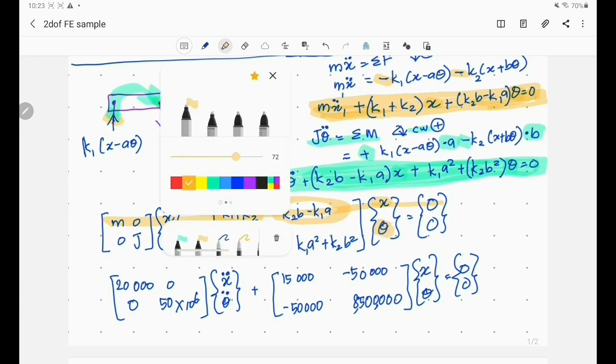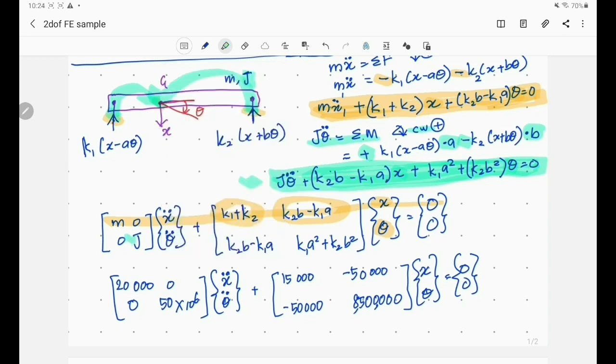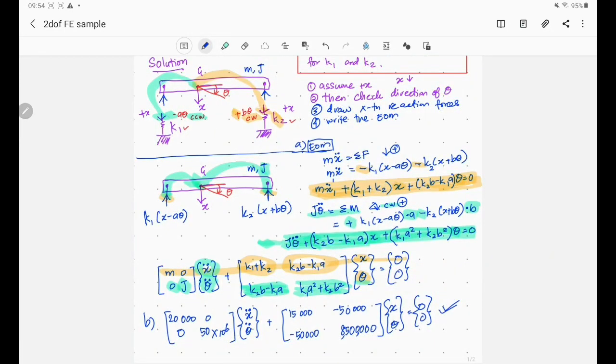Okay, then you go for the second equation. This is for x double dot and this is for theta double dot. There is nothing in the second equation with x double dot, that's why it's 0. And then you look at the coefficient for x. For x you have k2. So this is how you write your matrix.